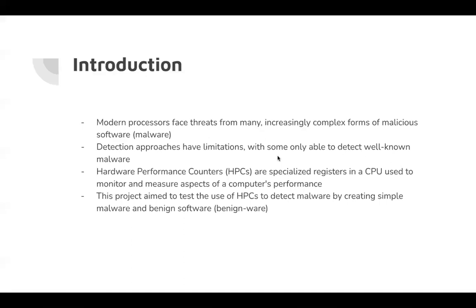First, an introduction. Modern processors face threats from many increasingly complex forms of malicious software, also known as malware. Ways to detect these malware have some limitations. Some detection services are only able to detect well-known malware. Hardware performance counters are specialized registers in a CPU used to monitor and measure aspects of a computer's performance. This project aimed to test the use of HPCs to detect malware by creating some simple malware and benign software, also known as benignware, and using HPCs to measure their performances.